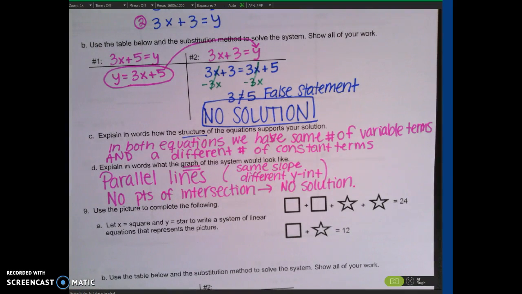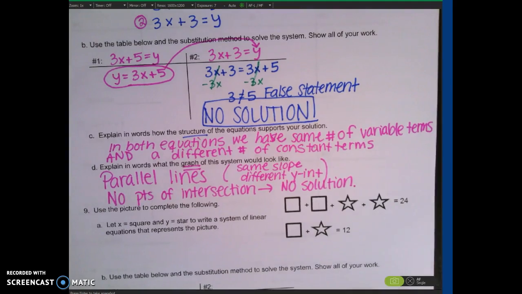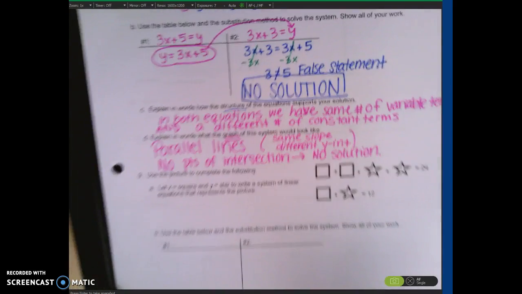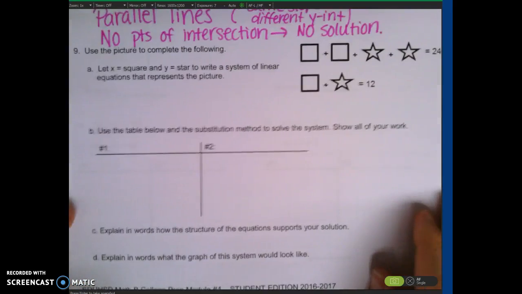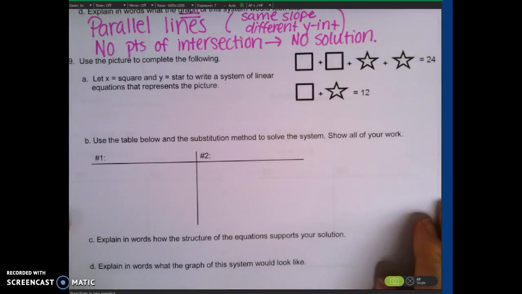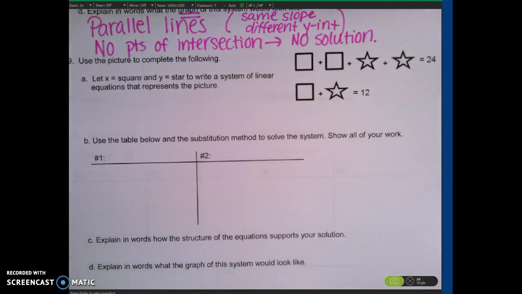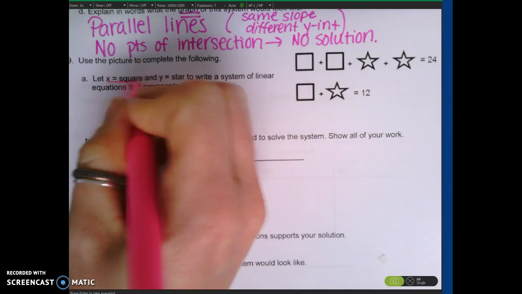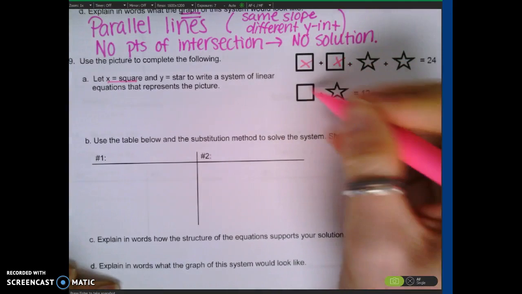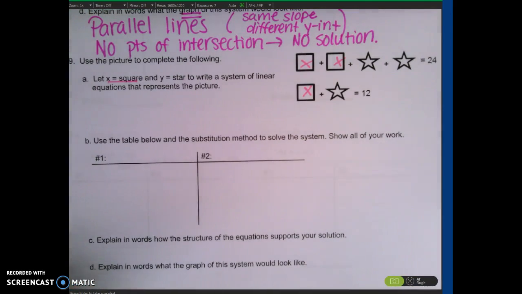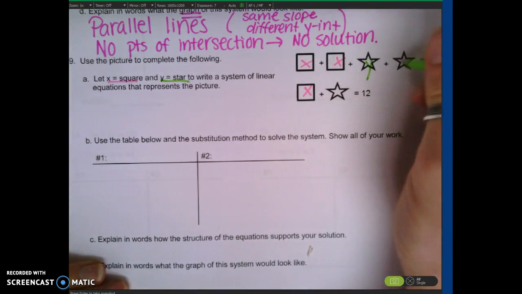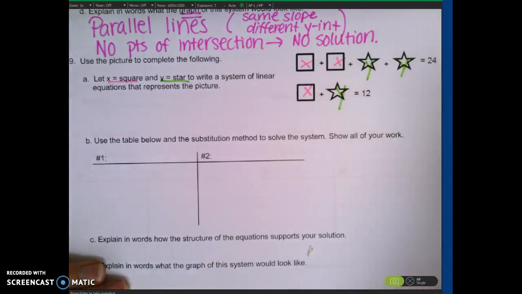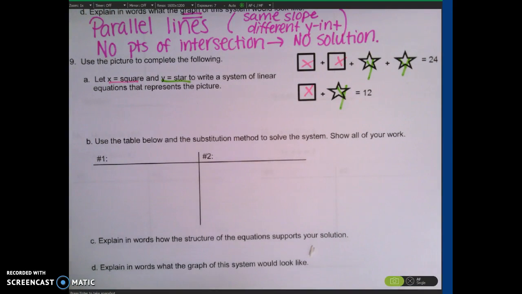Great. Now let's look at the next problem. Number 9. Use the picture to complete the following. We're going to be looking at these squares and stars, and we're going to make x to be equal to every square, and we're going to be making y equal to every star. So go ahead with your group real quick, figure out a system, the two equations that make up the system.